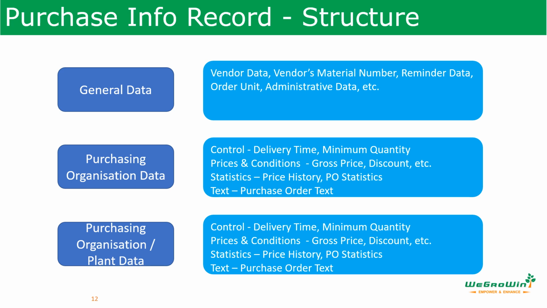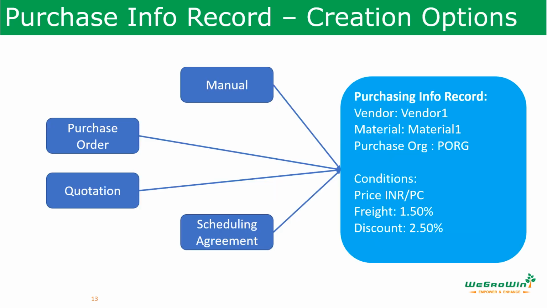So when we create a purchase order, the system searches for an info record for the purchase organization plant combination. If there is no such info record, the system will search for the purchasing info record with purchasing organization level data only. So we have to take care of it. There are many options to create a purchase info record. We can maintain purchase info records manually or automatically from quotations, purchase orders, or outline agreements.